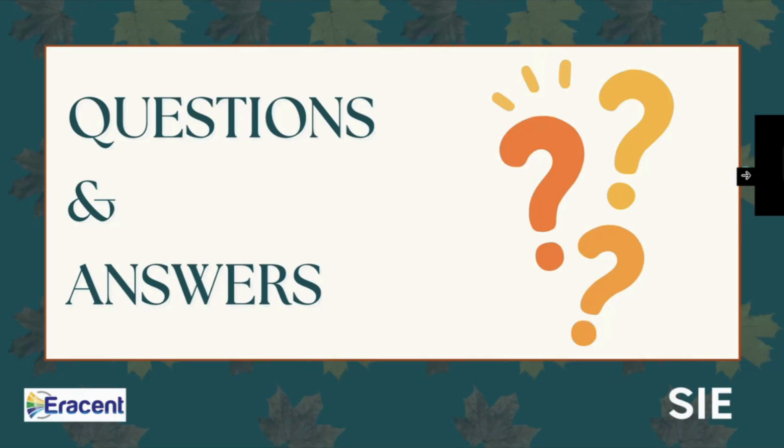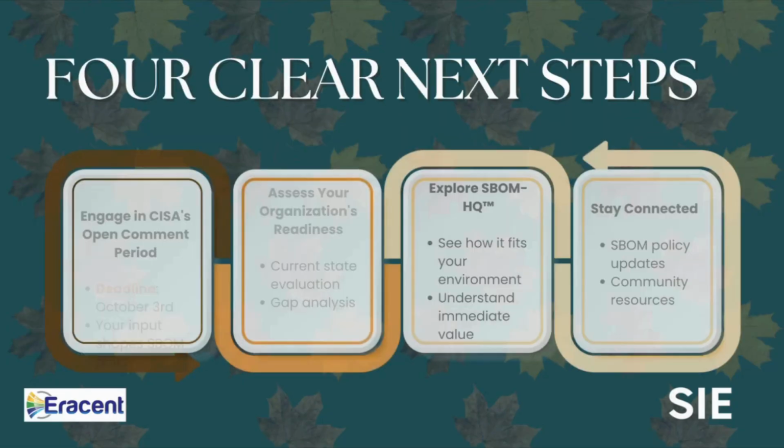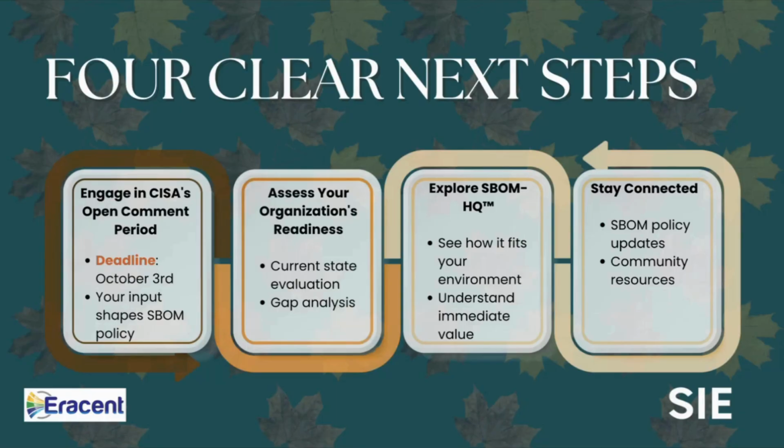All right. Well, if there aren't any other questions, I guess we'll move on and just wrap up. We're going to bring it back to what you can do next. This is our awareness portion of the session. There are 4 clear actions that we're going to encourage you to take now. The first one is to engage in CISA's open comment period. That draft is available for the public and industry to respond. The deadline is October 3rd. And your input really shapes this new SBOM policy.